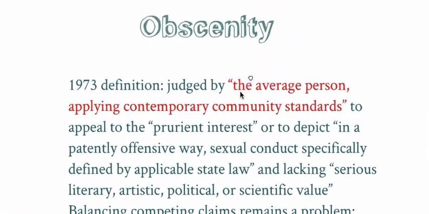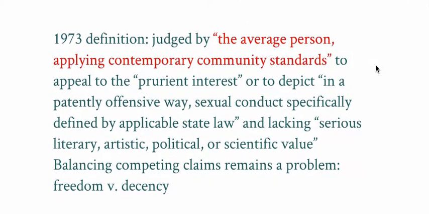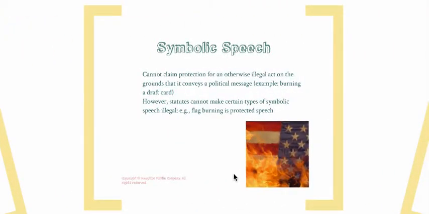Okay, obscenity. How's the court going to rule in that? A while back in '73, courts defined obscenity based on the average person applying contemporary community standards to appeal to the prurient interest or to depict in a patently offensive way sexual conduct specifically defined by applicable state law and lacking serious literary, artistic, political, or scientific value. So they're basically balancing freedom versus decency and what the average person tests. That's what they used.